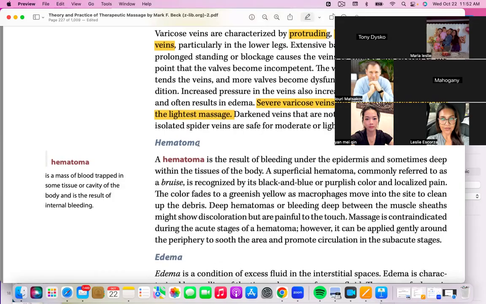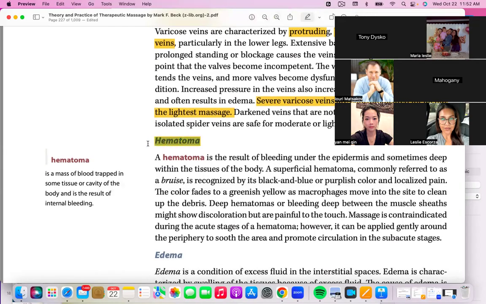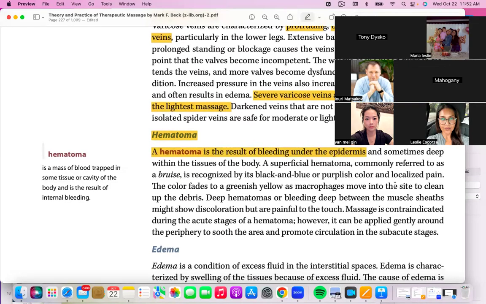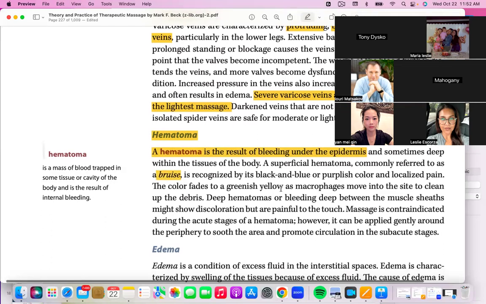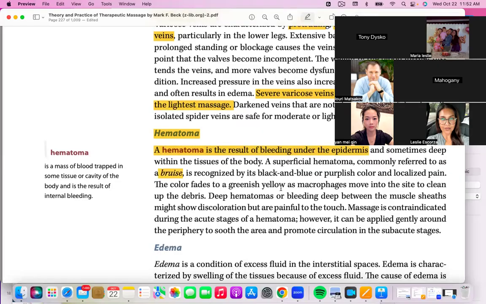Hematoma and edema, these are the last two. Hematoma is a result of bleeding underneath the epidermis, so it's a kind of superficial bleed. It's common to refer to it as a bruise. It has a black, blue, purplish color, and it's localized to the area. Super simple. You've hit yourself on the corner of the bed. How many times have you done that?